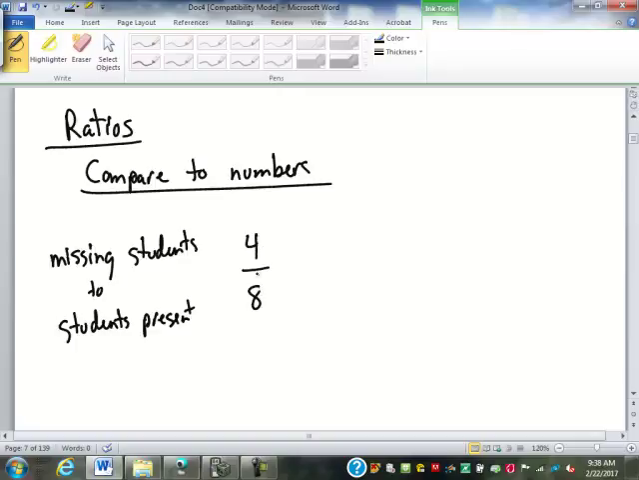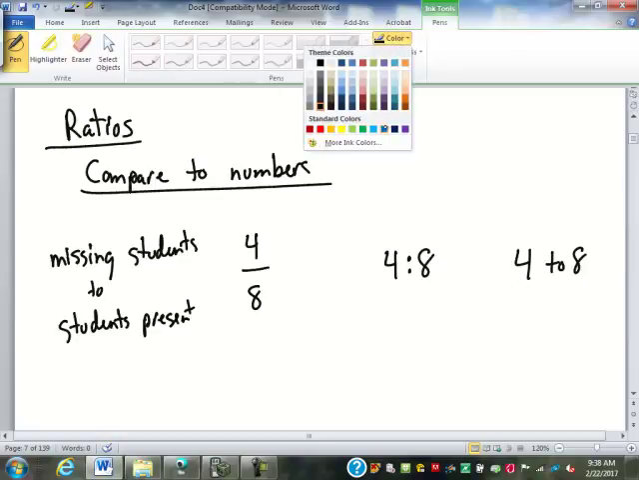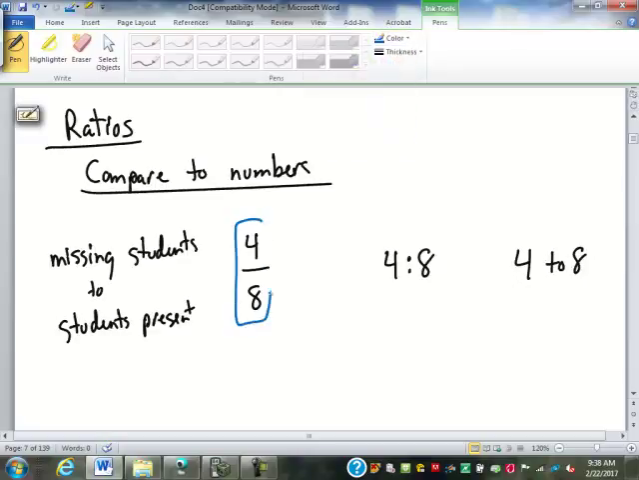I could write it like that as a fraction, 4 to 8. I can write it with a colon in it like this, 4 to 8. Or I can actually write it with the word to in it, 4 to 8. I prefer to write it in fraction form because there are a lot of things that we can do with our ratio that are similar to things that we do with a fraction.